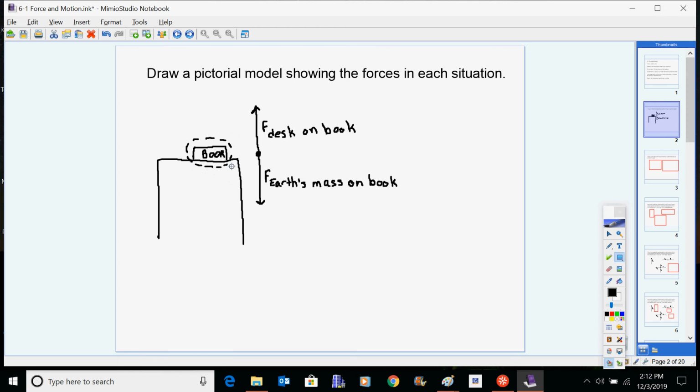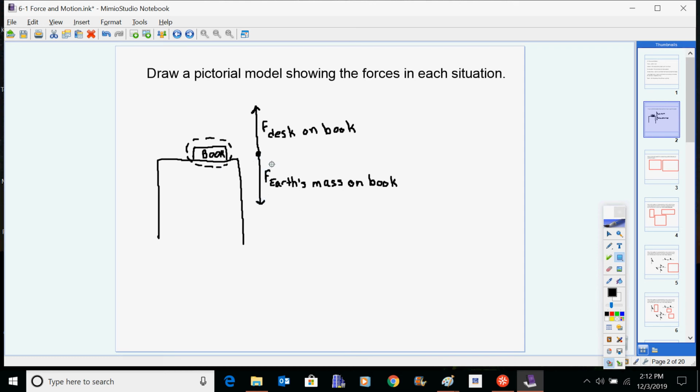Okay, so we've got a book. Usually when you're drawing a pictorial model showing what's happening and the forces that are acting in the situation, the actual thing that is having the force exerted on it is usually encircled with a dashed line. So you draw your basic thing, and then this shows all the forces that are acting. Notice that the force in one direction exactly balances the force in the other direction. The book is just sitting here on the table. We know that gravity is acting on the book.